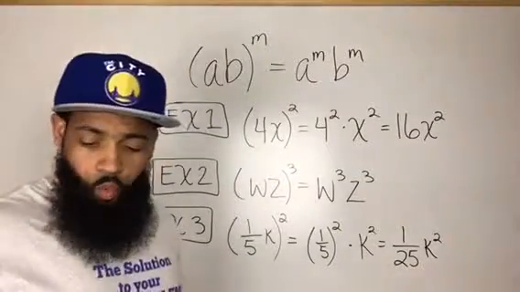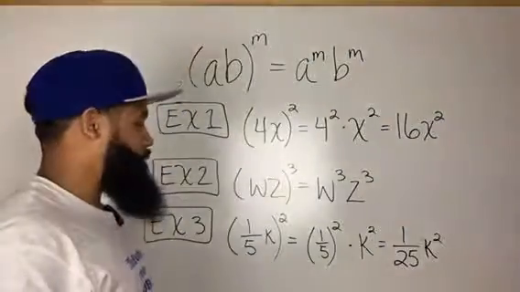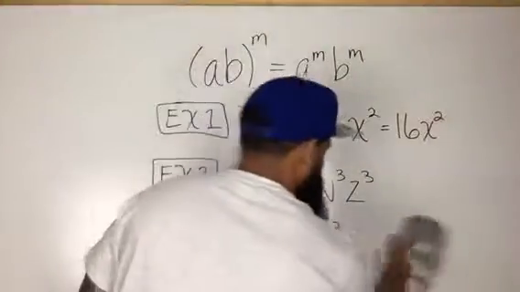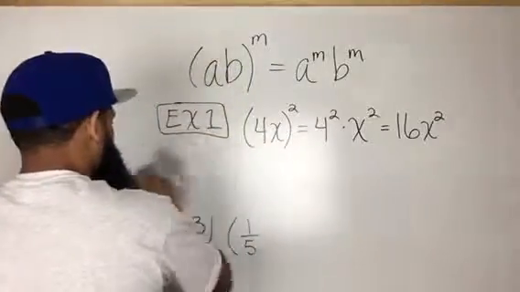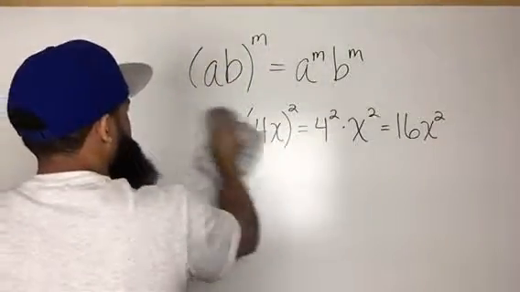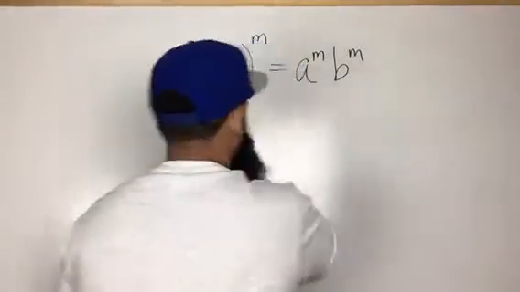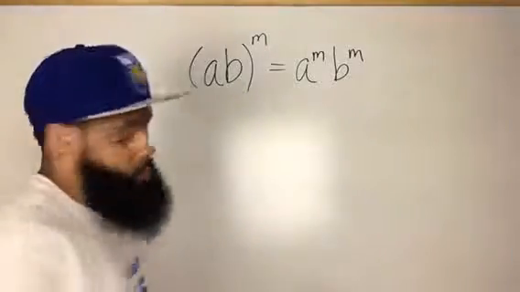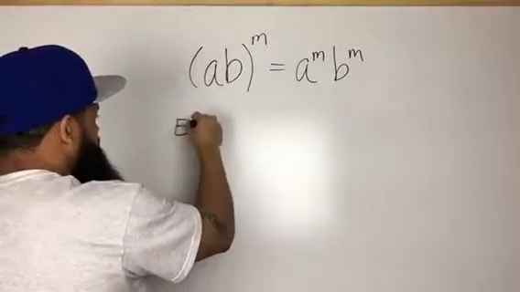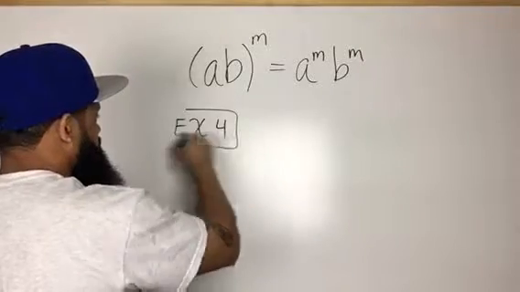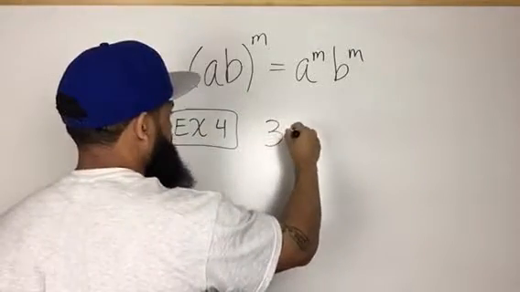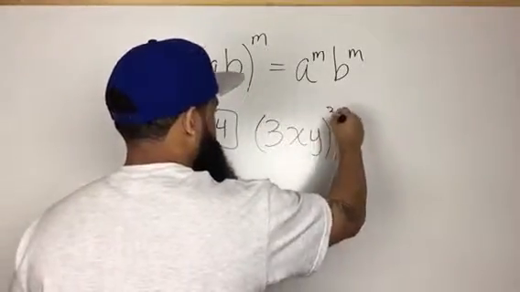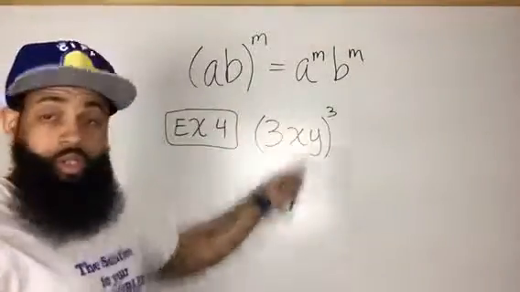Okay? Now, we have another example that we can use. Let's erase some of this, okay? So we can use another example, and there's not going to always be just two terms inside the parentheses. You can have several terms inside the parentheses. So like in this case, this is example 4. Let's say if I have 3xy to the third power. We're going to take each of those terms to the third power.